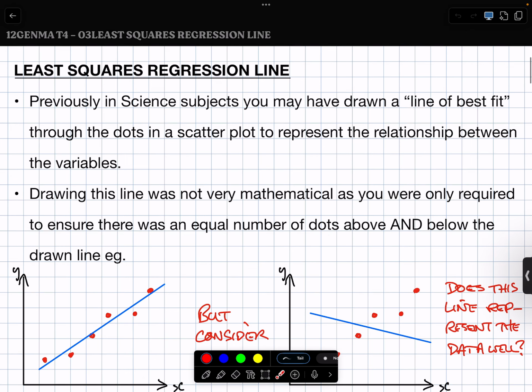Okay, this quite long lesson is about the least squares regression line, but you're going to do it many, many times for this particular topic. Previously in science subjects, have your teachers asked you to draw a line of best fit before? Do you know what that might be about?